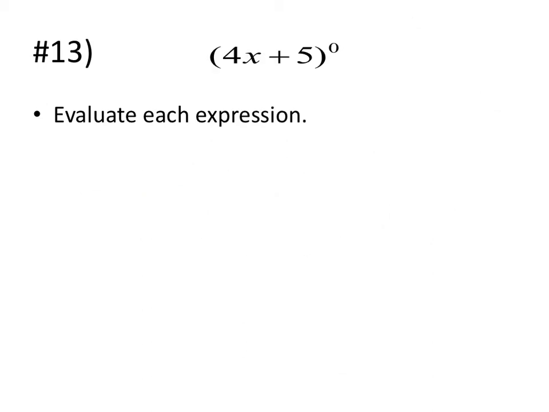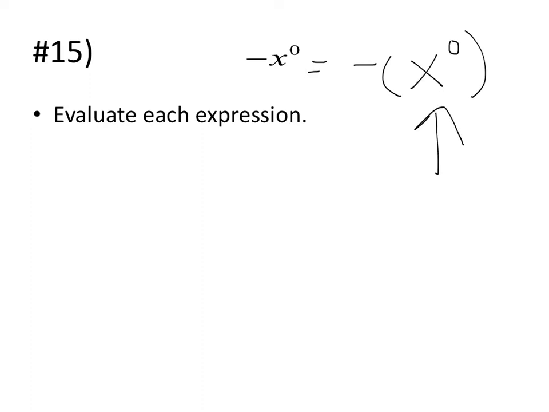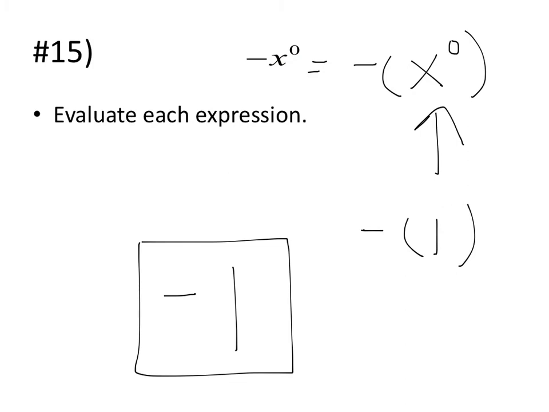So be really careful. All right, now here, number 13, it's 4x plus 5, all of this raised to the 0 power. So it's everything being raised to the 0 power, so your answer is just 1. Anything to the 0 power is 1. Now, the negative x to the 0 power. What's being raised to the 0 power? Just x. This is basically saying negative of x to the 0 power. Now x to the 0 power is 1, but you still have this negative outside. So your answer is negative 1.